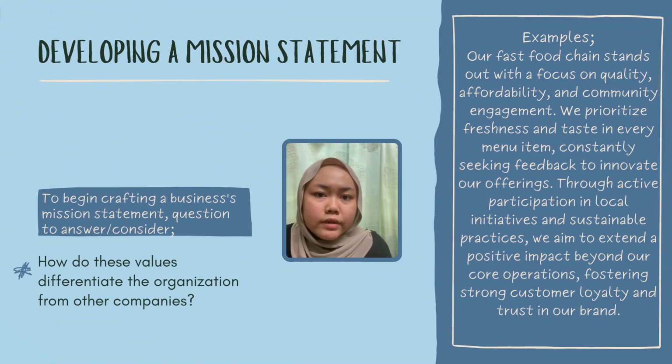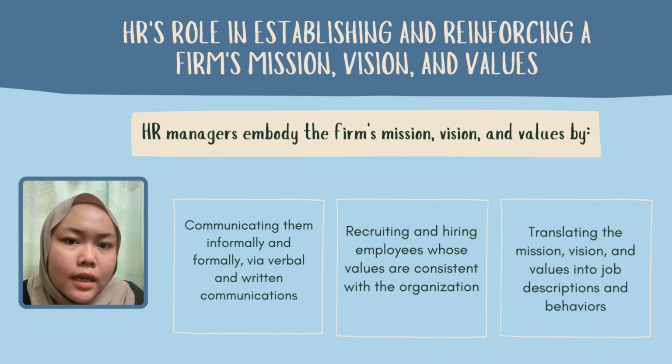How do these values make secret recipe different from other companies? For example, our fast food chain stands out with the focus on quality, affordability, and community engagement. We also provide fresh and tasty food every minute. Also, we aim to extend the positive impact beyond our core operation, with strong customer loyalty and trust in our brand.